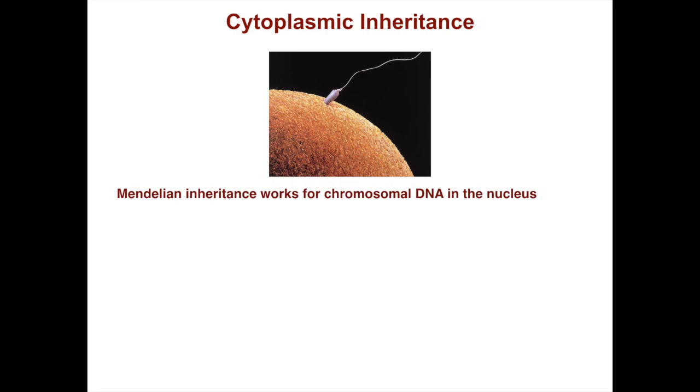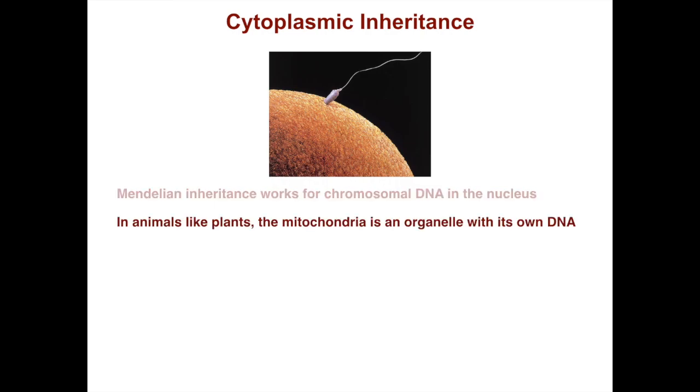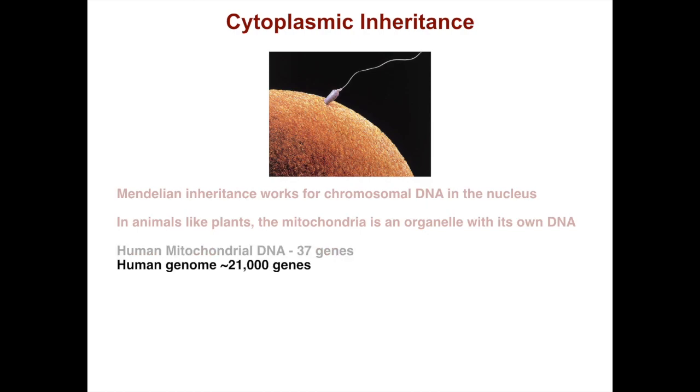Mendelian inheritance works for chromosomal DNA in the nucleus, but it doesn't work as cleanly for the DNA that is contained in organelles that are outside the nucleus. In animals like plants, the mitochondria is an organelle with its own DNA. The human mitochondria contain 37 genes, whereas the human genome contains 21,000 genes. But those 37 genes can be important.